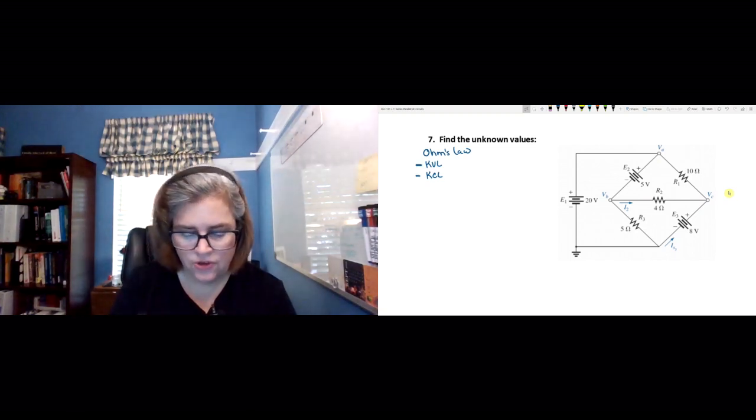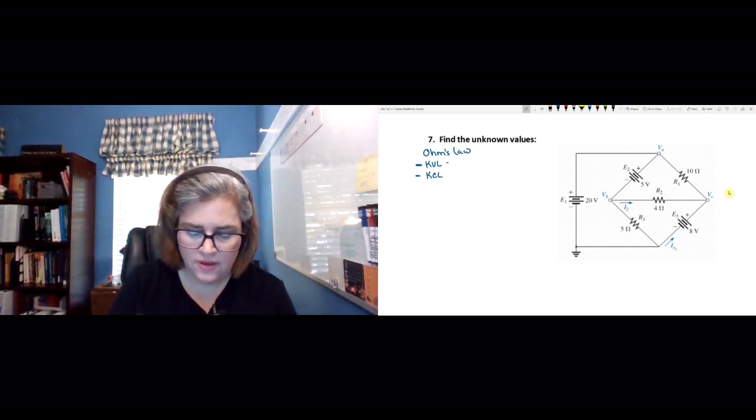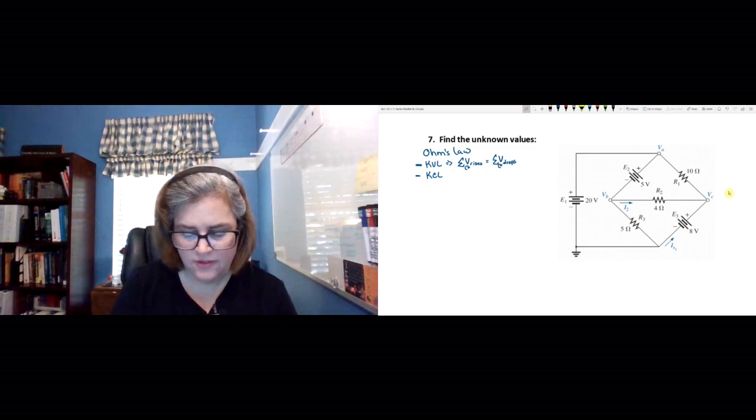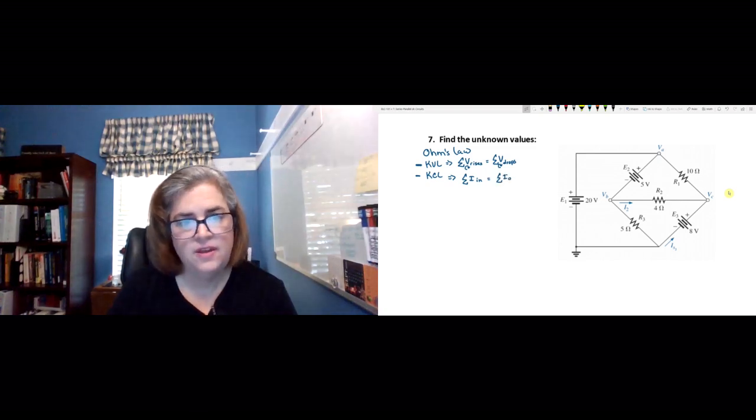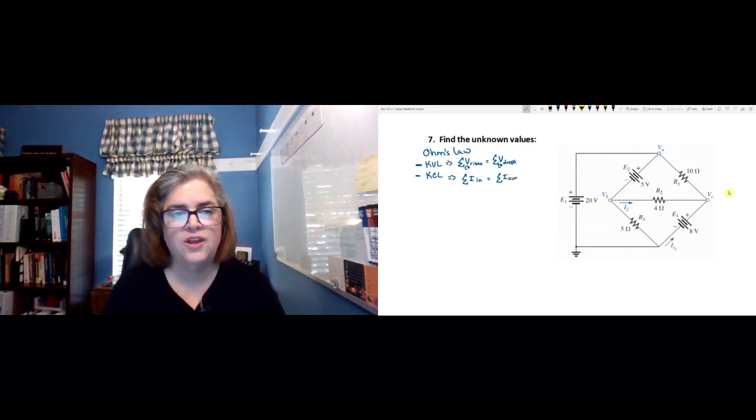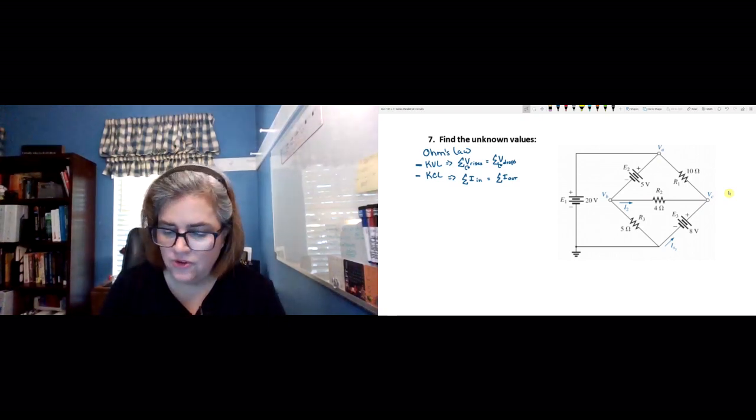Remember, Kirchhoff's voltage law tells us that the sum of the voltage rises around a loop equals the sum of the voltage drops around the loop. And KCL says the sum of currents entering a node equals the sum of the currents leaving the node. So we're going to use those two relationships a good bit here in this problem. So how do we do that?